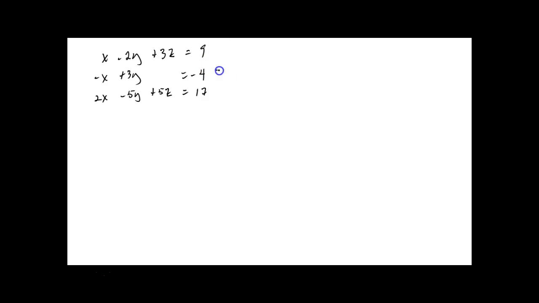So what's your first step? Get it into a matrix. And what would that be? 1, negative 2, 3, 9; negative 1, 3, 0, negative 4; 2, negative 5, 5, and 17. What's the first thing you want to happen? Upper left to be a 1. We already got it. We don't have to do a single thing to make that happen. What's the next thing we want to happen? Yes, the 0 in both of the rows below it. Let's deal with the first one first. How do we make that negative 1 a 0? Row 1 plus row 2 becomes the new row 2.